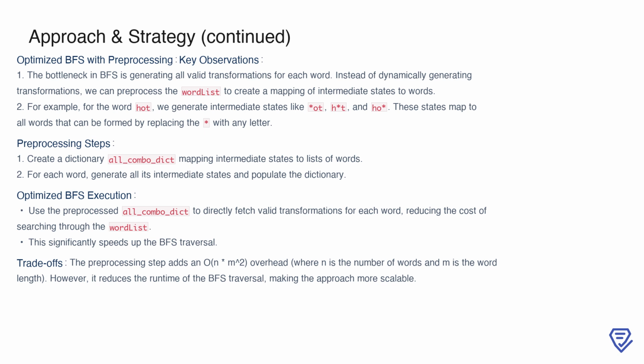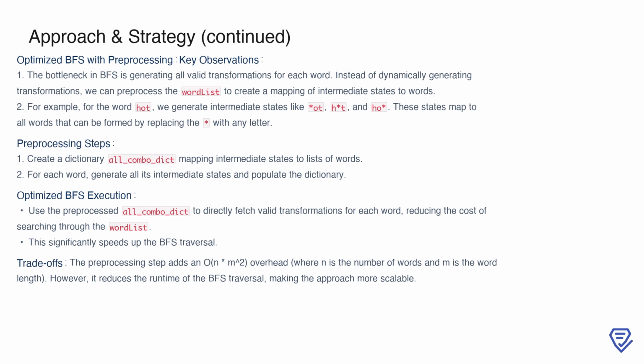Instead, we can pre-process the word list to create a mapping of intermediate states to words. For instance, for the word hot, we generate intermediate states like *OT, H*T, and HO*. These intermediate states represent patterns where one character is replaced by a wildcard, and they map to all words that can be formed by replacing the wildcard with any letter. The pre-processing involves creating a dictionary, often called all_combo_dict, which maps these intermediate states to lists of words. For each word in the word list, we generate all its intermediate states and populate this dictionary.